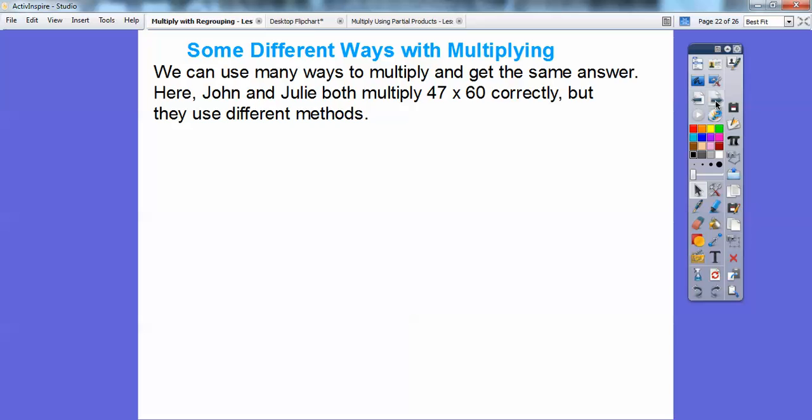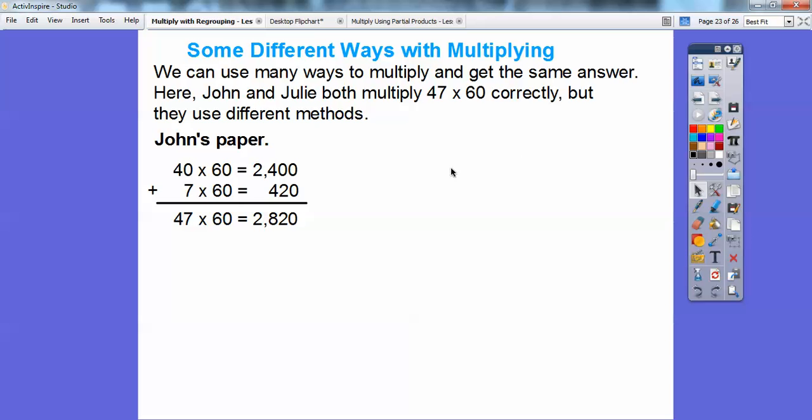All right, here's some different ways with multiplying. We can use many ways to multiply and get the same answer. So here, John and Julie both multiply 47 times 60 correctly, but they use different methods. Here's John's method, okay? John decided to break up the 47 as 40 and 7. So he did 40 times 60, and then he did 7 times 60, and then he added 40 and 7 together, which gave him 47 times 60.